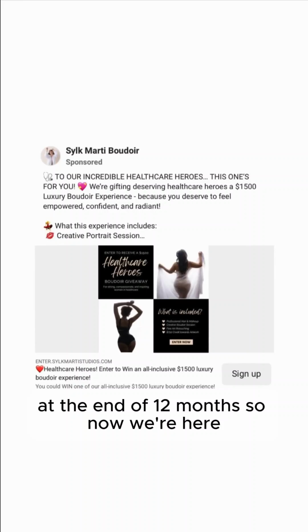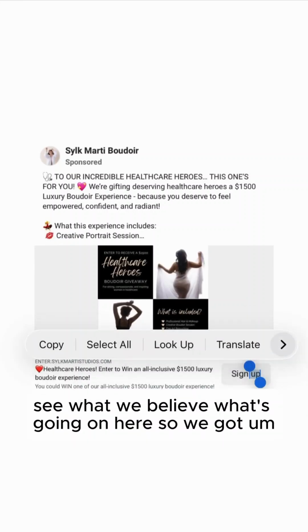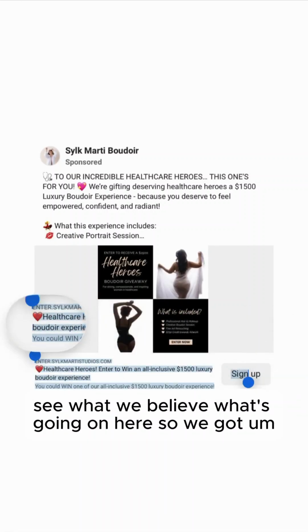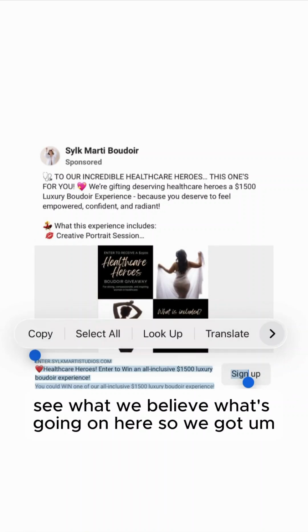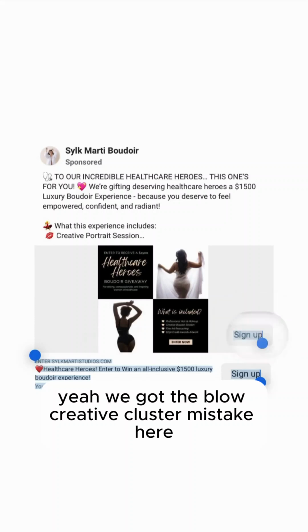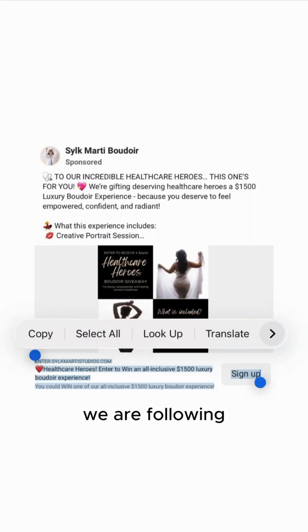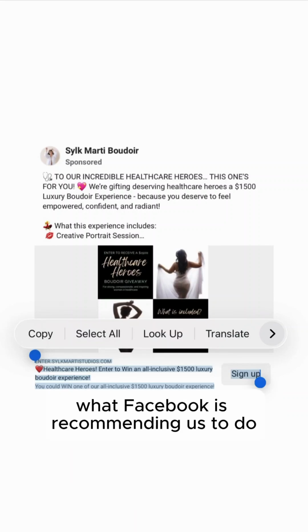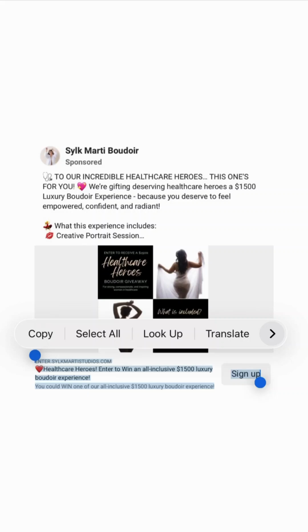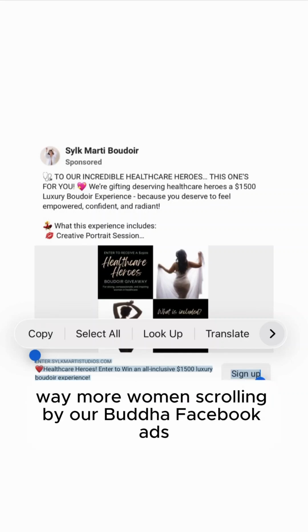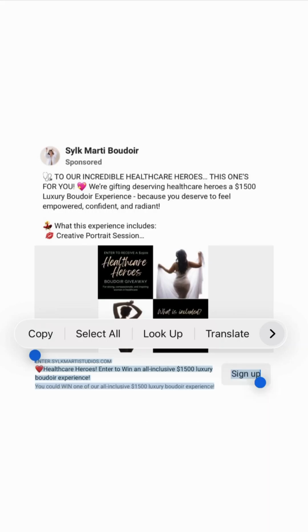So now we're going to diagnose this, see what we believe is going on here. So we got the below creative cluster mistake here. The false belief causing us to make this mistake is we are following what Facebook is recommending us to do. And the problem with that is the consequences it causes, which is way, way, way more women scrolling by our Boudoir Facebook ads for no reason.